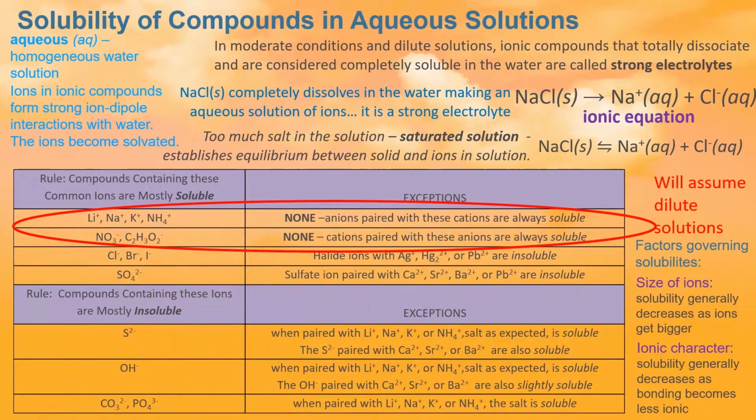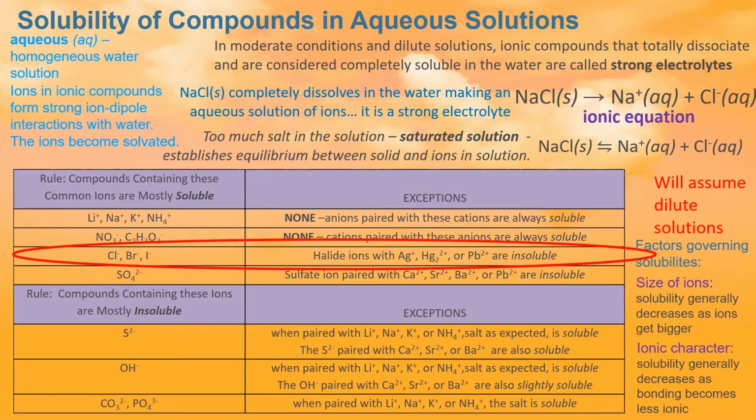The most important solubility trend to always remember is that any salt containing an alkali metal cation, the ammonium ion, the nitrate ion, or the acetate ion is always soluble, without exception, in dilute solutions. Salts with the halides are also very common, so make sure you keep the solubility rule for that series in the forefront of your mind at all times.